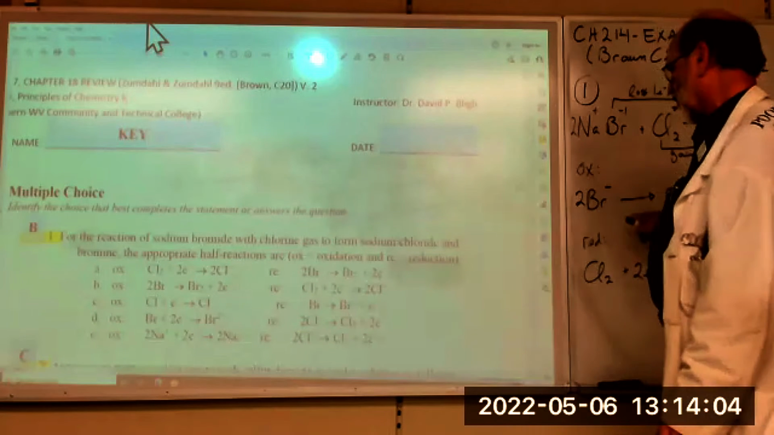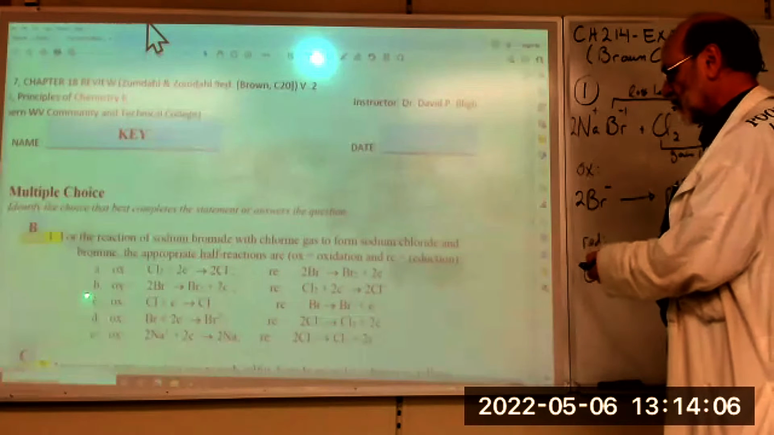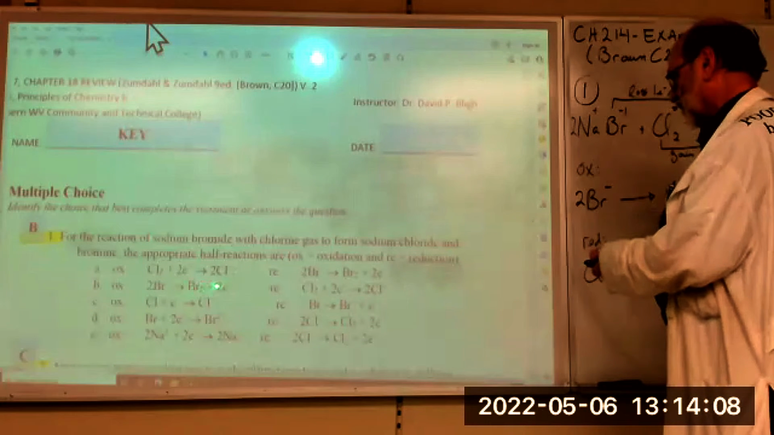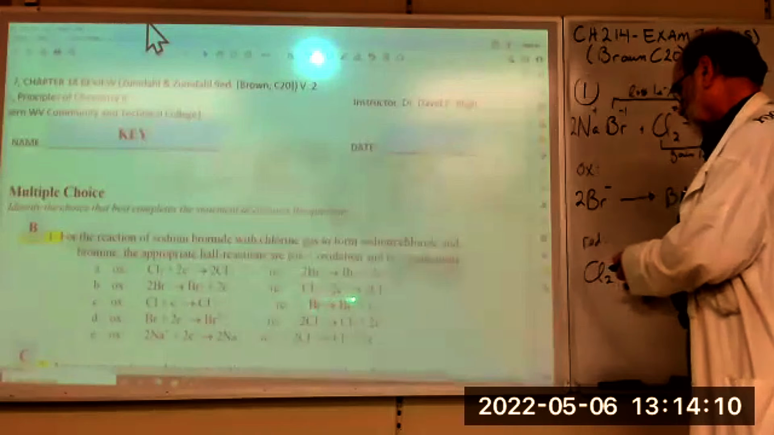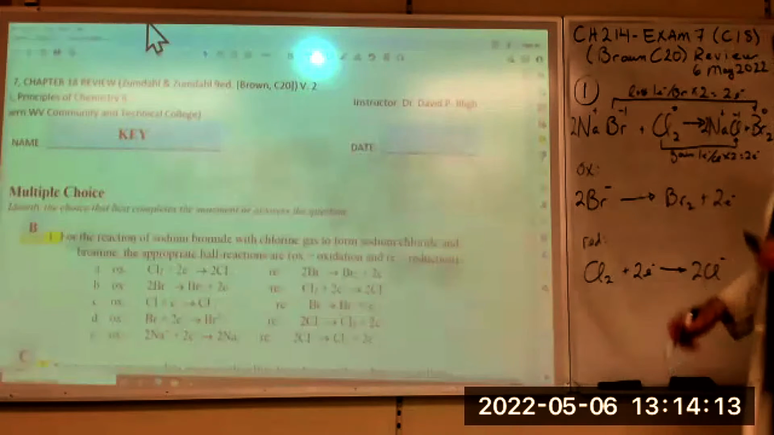So which one has 2 bromines? Looks like B has 2 bromines. And let's see if the rest of it fits. Yep, that's right. And that's right. Okay.